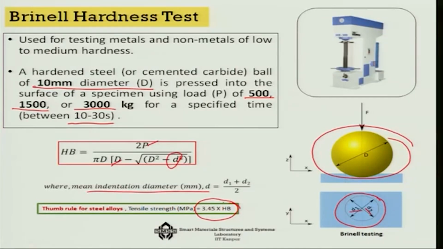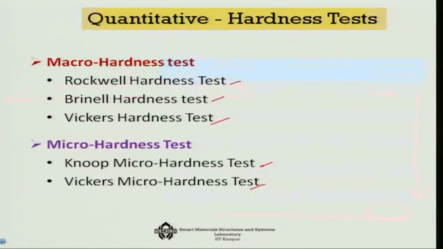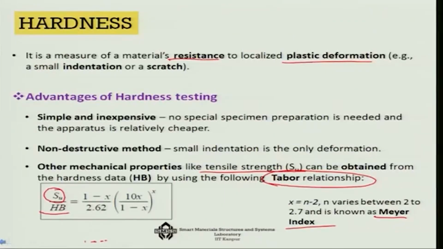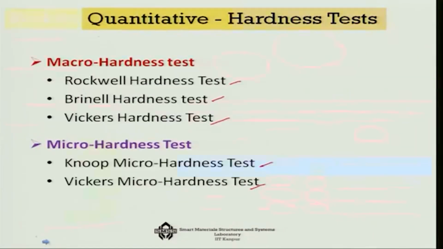But as I told you a couple of slides before, if you remember, a more generalized relationship is this one, which is used to find out the strength for various types of materials. So, this is not very material specific.